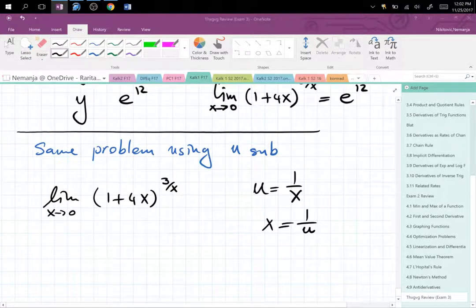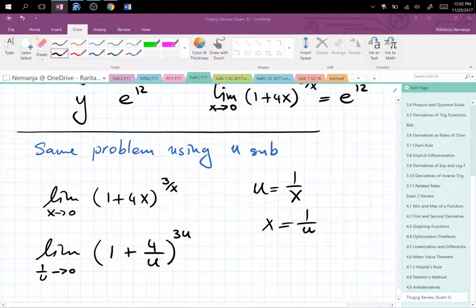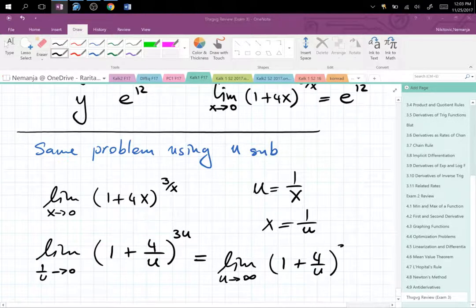So now, when you plug all of that stuff in, you get the limit 1 over u goes to 0. Well, that's weird, but we'll deal with that. And then I have 1 plus 4 over u, and then 3u in the top. Now this 1 over u going to 0, the only way for 1 over u to go to 0 is if u goes to infinity. So we are rewriting this problem as u goes to infinity, and then you have 1 plus 4 over u to the 3u.